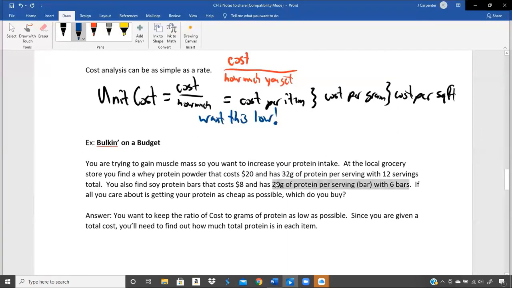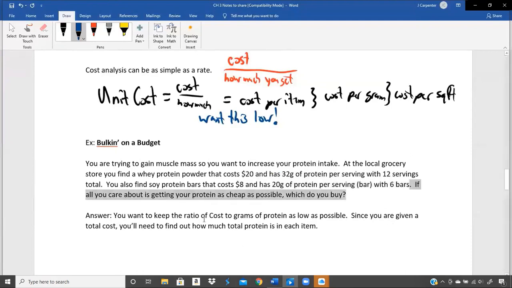So each bar, each serving has less protein, but you could always just eat a little bit of a second bar if you wanted exactly 32 grams, or maybe from the whey protein, you just scoop a little bit less and you try and measure out 20 grams of protein. Again, the delivery is not the point of this. So if all you care about is getting your protein as cheap as possible, which do you buy? So all we care about is getting it as cheap as possible, not about getting 32 grams versus 20 grams, not about whey versus soy, just cost analysis, pure, unadulterated cost analysis.